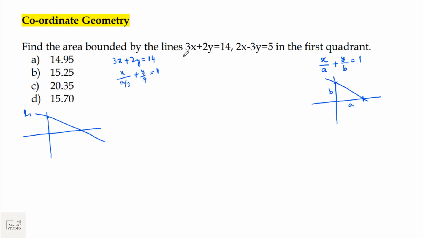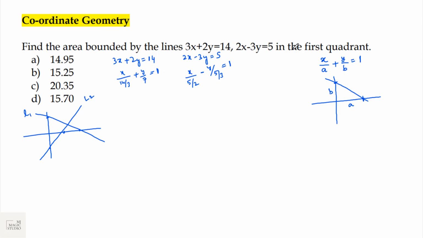For line 2, 2x - 3y = 5. That means x upon 5/2 minus y upon 5/3 equals 1. That means this line is passing through (5/2, 0), that is less than 14/3, and on the negative y-axis it is 5/3. This is L2.